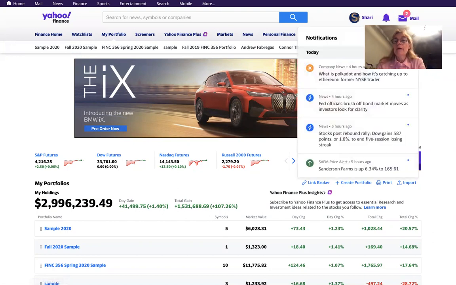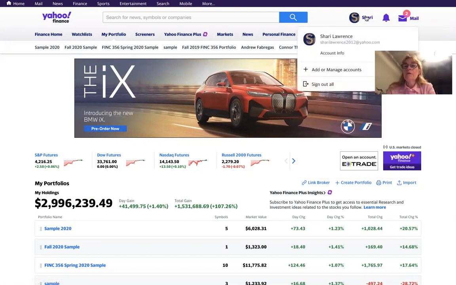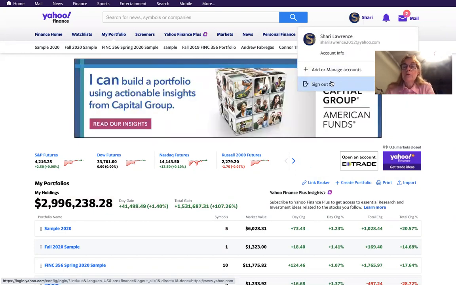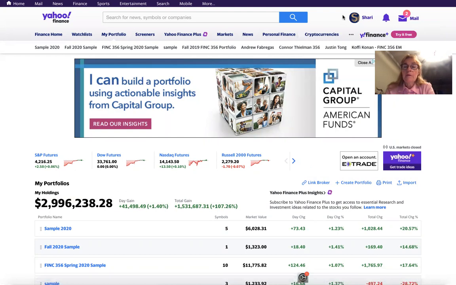finance.yahoo.com. And what you're going to do is sign in. In order to sign in, you're going to have to create an account if you don't have an account. When you go to sign in, just create a username and password and create your Yahoo Finance account or Yahoo account.